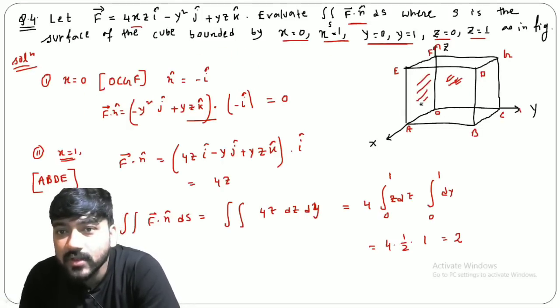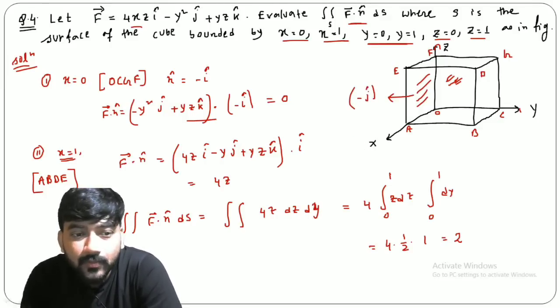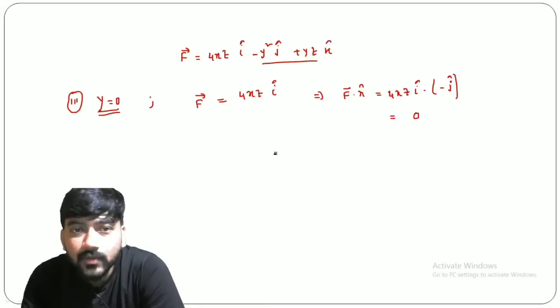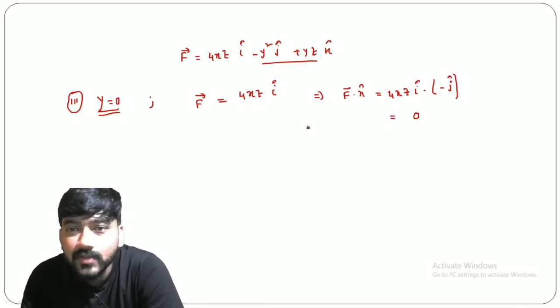This is the y is equal to 0 surface, and its n cap will be along this direction, so that will be just minus j cap. So now if we take the dot product, f dot n cap will be 4xz i cap dot minus j cap, which is equal to 0. So what will be the surface integration? The surface integration will also be 0 when f dot n is equal to 0.